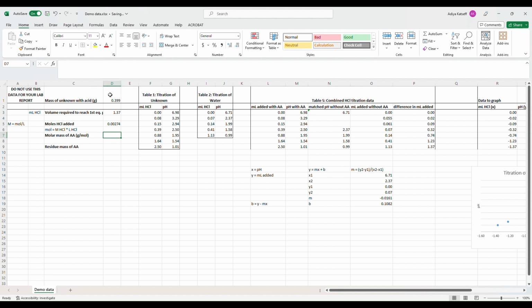So we have our grams, that's just right up here at the top. We weighed that out in the lab, and then we divide by how many moles we have, which we just calculated here. So that's the molar mass of our amino acid. And that's going to be the full amino acid. It's not going to be the residue mass. There's a little paragraph about that here in the procedure.